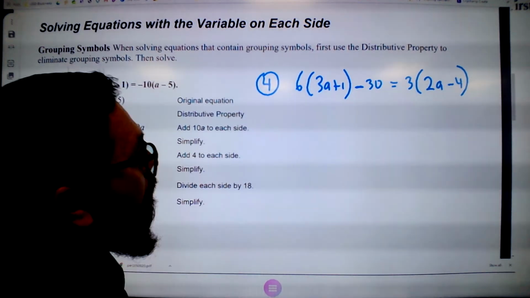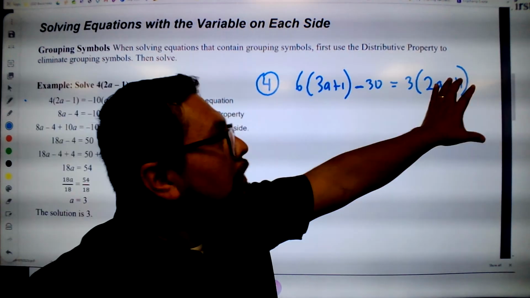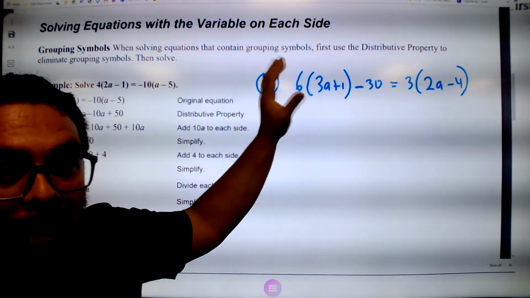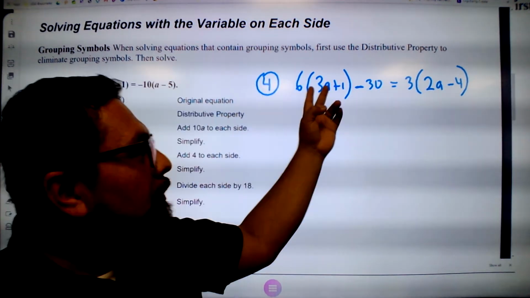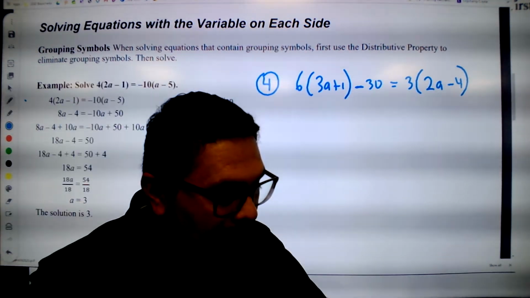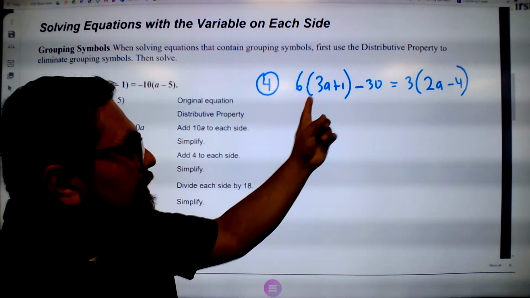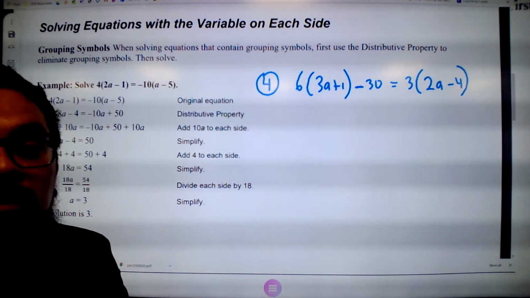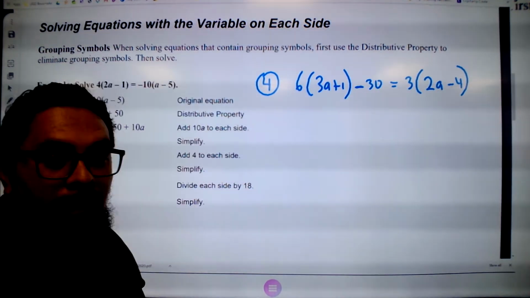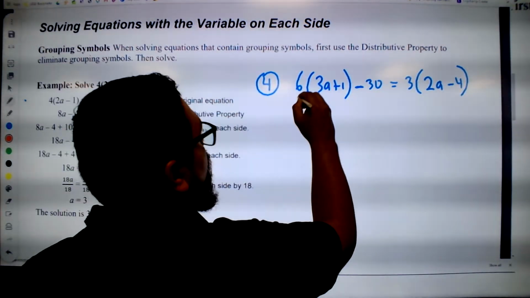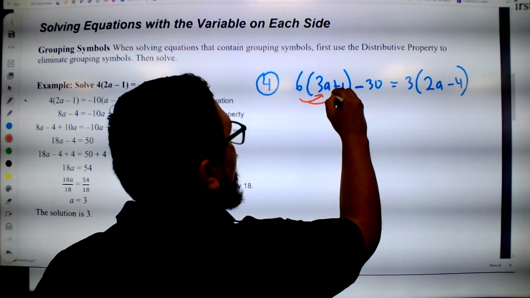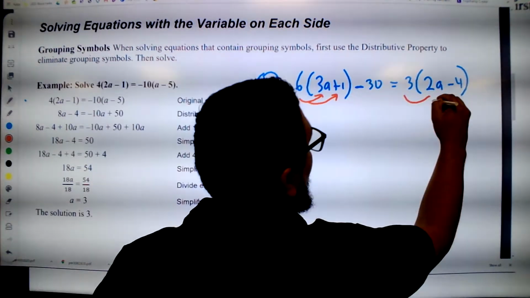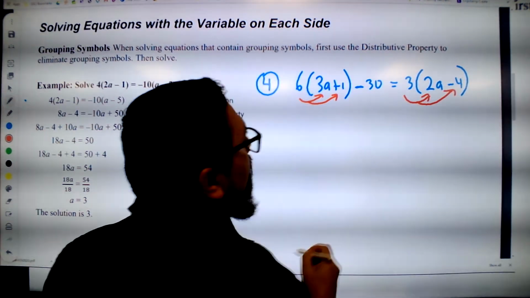So here we go. Here's our original equation, okay? Remember what I said. Anytime you see parentheses, you go ahead and distribute. When you see parentheses like this and you see these numbers out here, distribute. So let's go ahead and do that. Let's distribute. Distribute this here, and then distribute this here, and distribute this here.